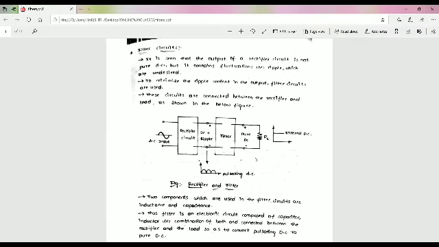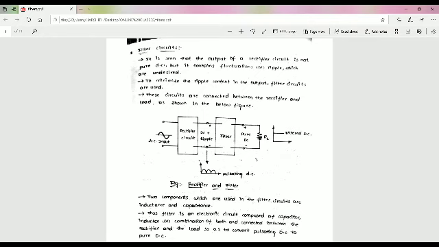Already we know that ripple means AC, and alternating current varies with time, while DC is constant with respect to time. In order to separate DC from the ripple, the filter circuit should use components which have widely different impedance for AC and DC.